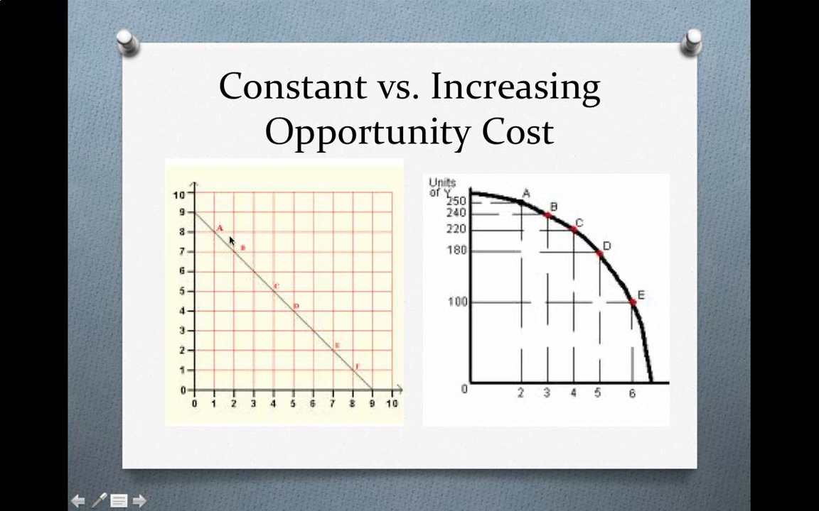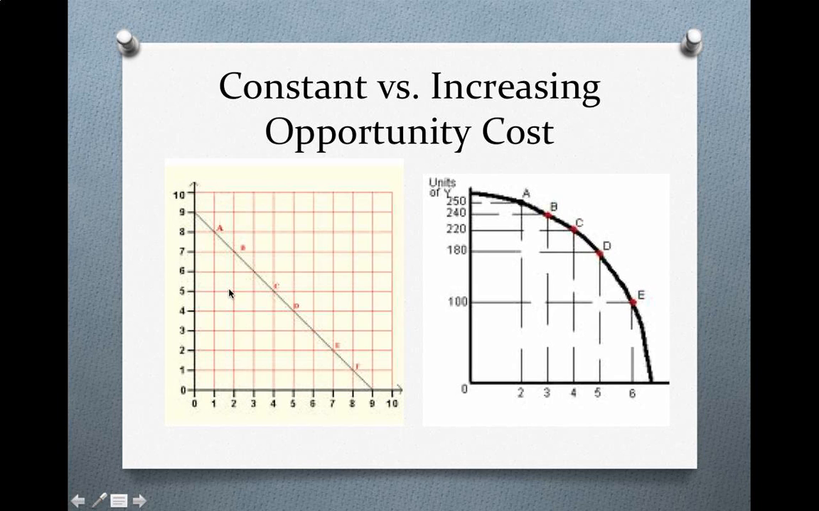What a constant opportunity cost says is, for every one that I gain, well, let's go down here. When we go from 0 to 1, I give up 1, because that's the difference between 9 and 8. To gain 1 down here, I have to give up 1. Well, to gain 1 additional, 1 to 2, I'm going from 8 to 7. For every 1 I gain, I'm giving up the same exact number. It's 1 each time.